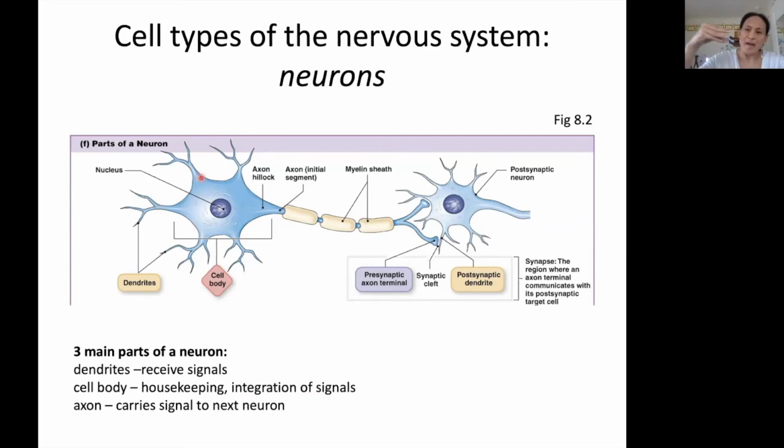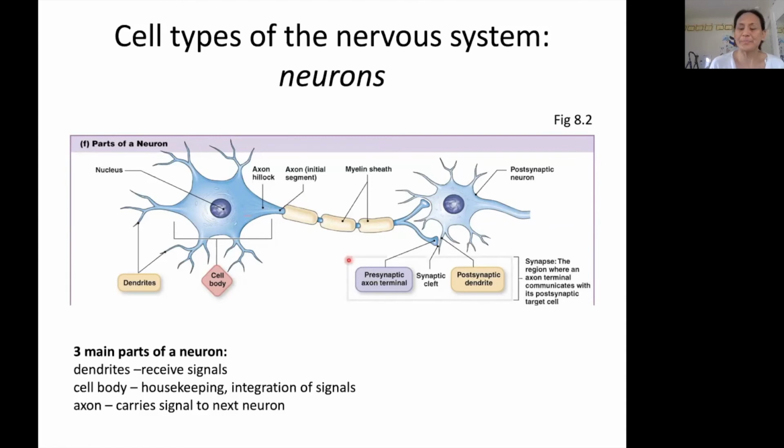Then from the cell body, we have these long extensions going in different directions. We have these extensions up here. They are called dendrites, and the function of the dendrites is basically to receive signals from other neurons. Sometimes they receive signals from things that are not neurons. And then we have this extension right here called the axon. The axon is going to carry that signal to another neuron or to its target. Basically, its job is to carry the signal away from the cell body.